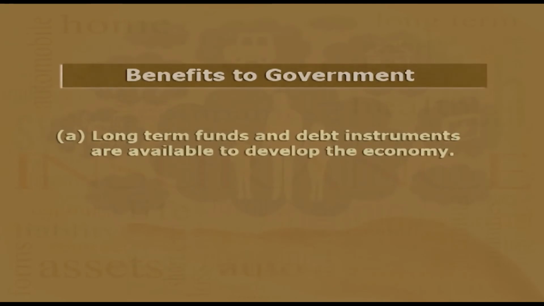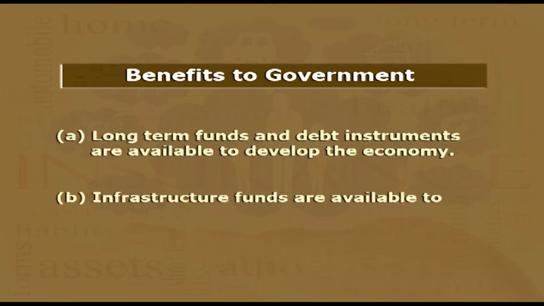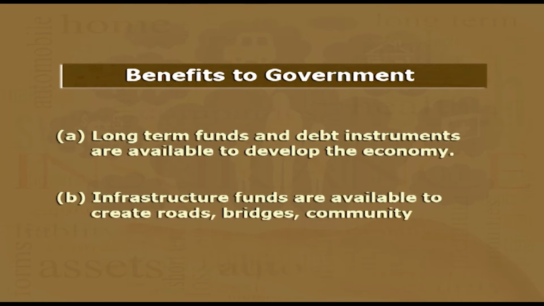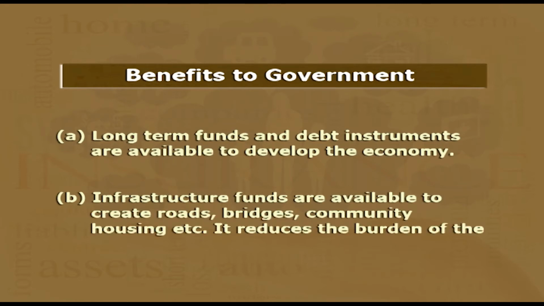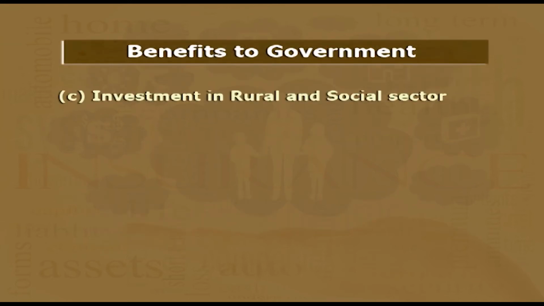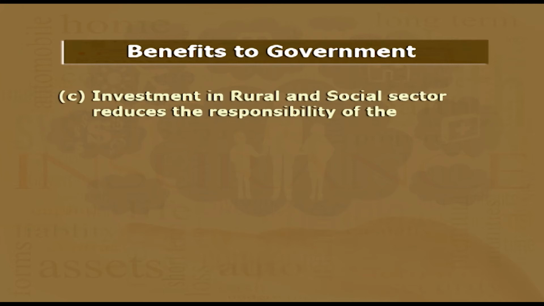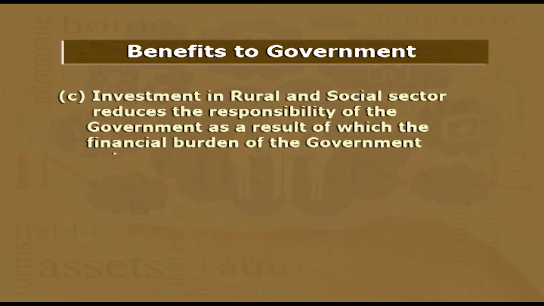Friends, let us see what benefits the government gets out of insurance business. A. Long-term funds and debt instruments are available to develop the economy. B. Infrastructure funds are available to create roads, bridges, community housing, and so on. It reduces the burden of the government. C. Investment in rural and social sector reduces the responsibility of the government, as a result of which the financial burden of the government reduces.